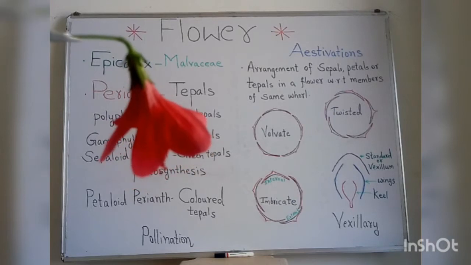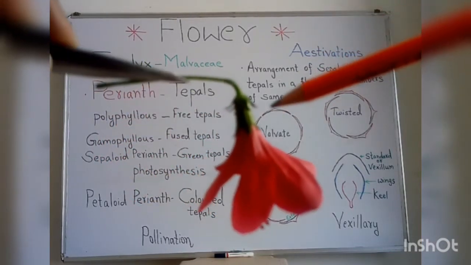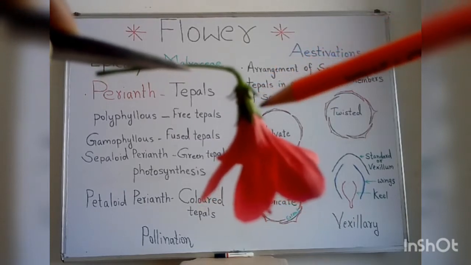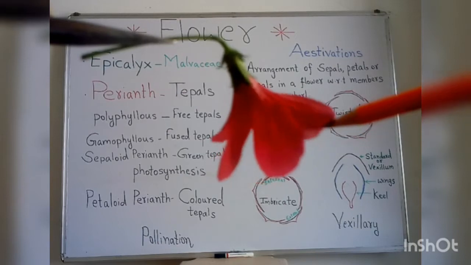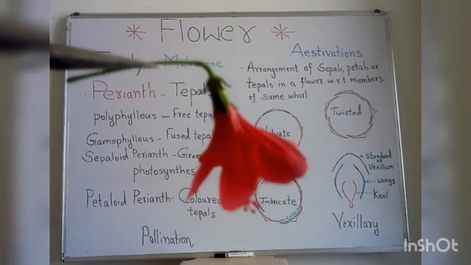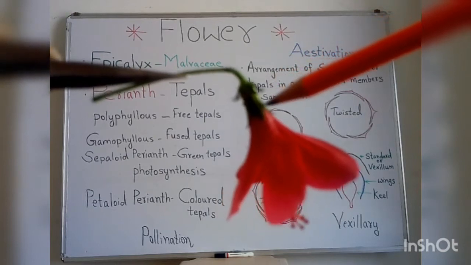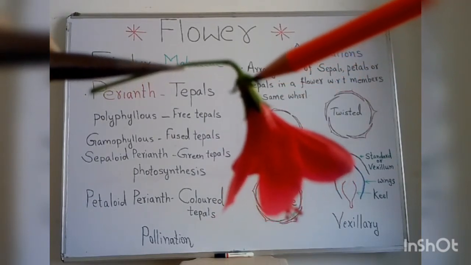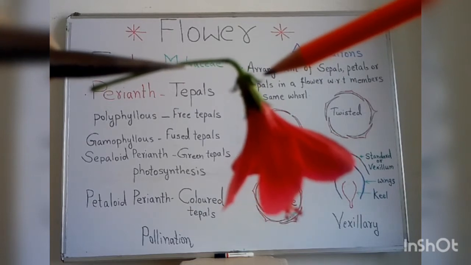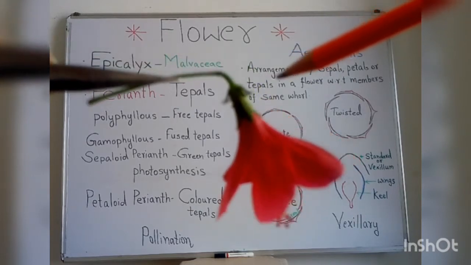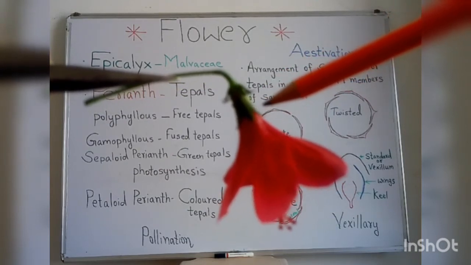This is the flower of China rose. In this, these are the epicalyx, then this is calyx and this is corolla. So as we can see, this is calyx and outside the calyx this is epicalyx. This is about 5 to 8 in number. These are comparatively smaller than the calyx.